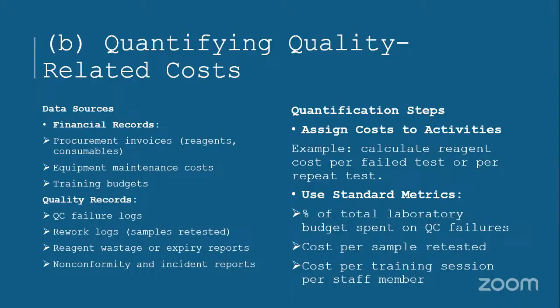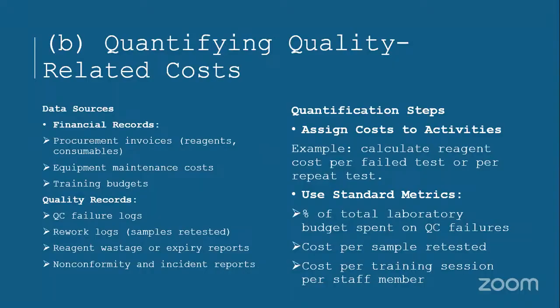So we evaluate our process, then look at the reagent cost per failed test or per repeat test. And the reagent cost per failed test or per repeat test is the same as the reagent cost of a test that is successful, because the reagent consumed is the same, whether the test goes successfully or not. So use standard metrics, for example, percentage of total laboratory budget spent on QC failures. At the end of the month, do you have a rough percentage of total laboratory budget spent on QC failures? You can look at it as cost per sample retested.